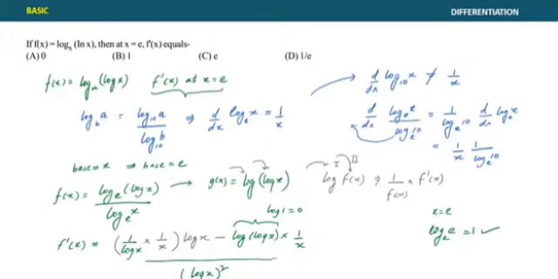So 1 by e is the answer, which is given in the D option. This is how you solve this. This question is basically for your basic part, how you apply the quotient rule and how you solve the log x part. Keep in mind that you always have to take base e. That is why we say derivative of ln x, not derivative of log x. So derivative of ln x is nothing but 1 by x. Keep this in mind, not of log x with base 10.